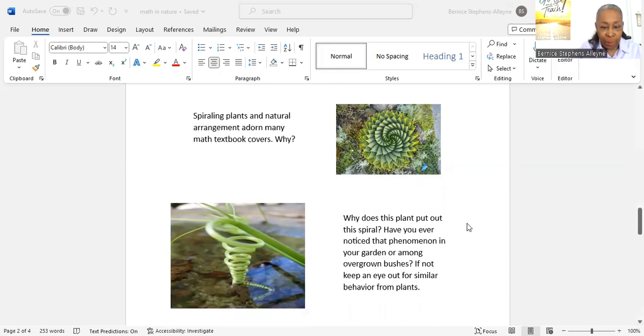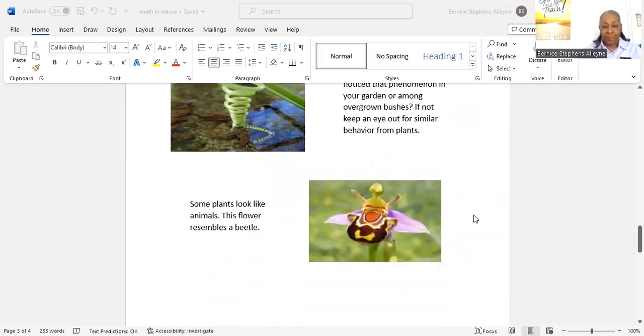And let's look at this one. This kind of spiral comes out of vines that attach themselves. Have you ever noticed that phenomenon in your garden or among overgrown bushes? Keep an eye out for similar behavior from plants. Look around, you're going to find many, many features like this in nature.